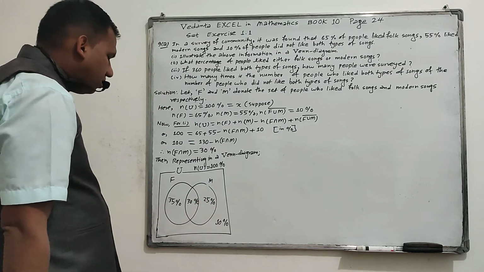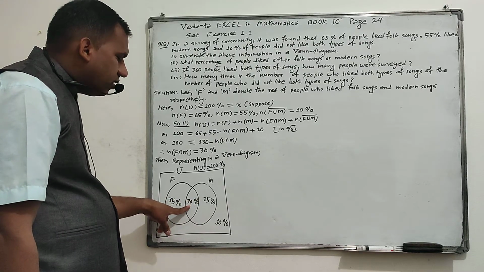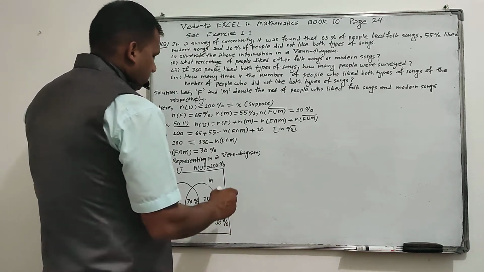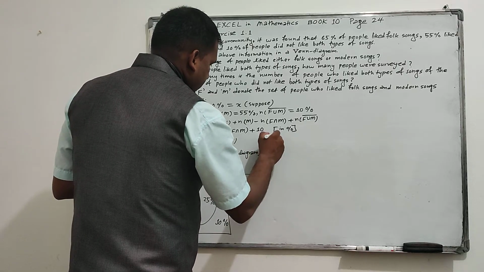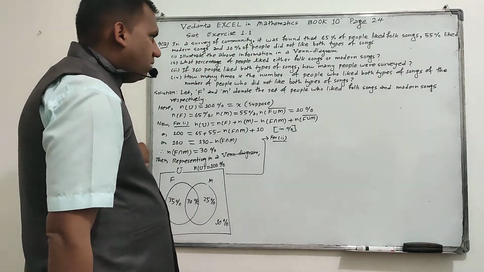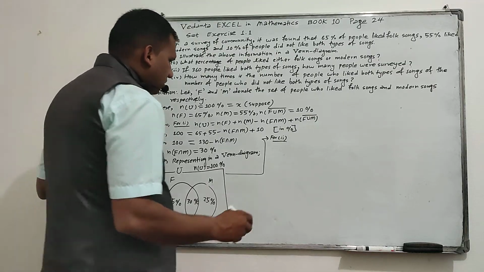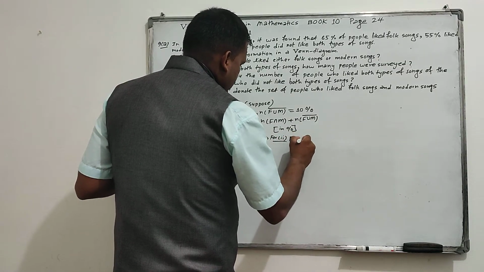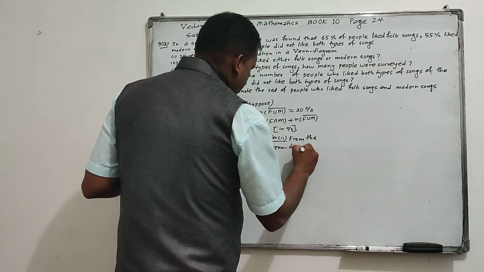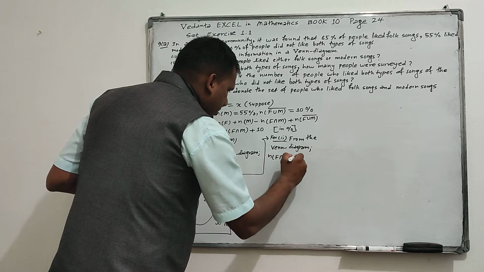Now total must be 100. 35 plus 30, 65, plus 10, 75, plus 25, it makes 100. Now for 2, what percentage of people like either folk song or modern song? Either folk or modern, that means intersection part. So from the Venn diagram, number of F intersection M equal to 30%.